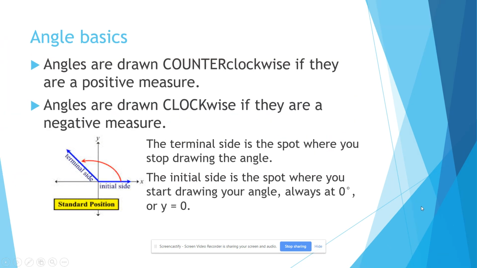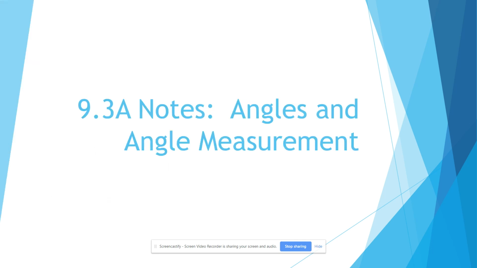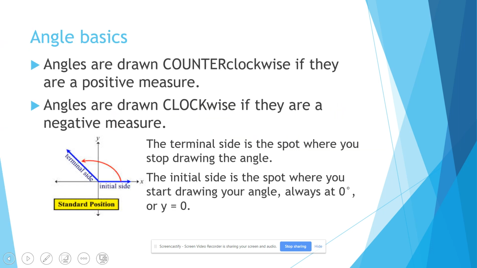Now for the other part of our notes today, talking about angles and angle measurements. So angles are drawn counterclockwise if they have a positive measure, and then clockwise if they have a negative measure. We're always going to start right here where x is 0, and then again you're either going clockwise or counterclockwise depending on the angle measure.